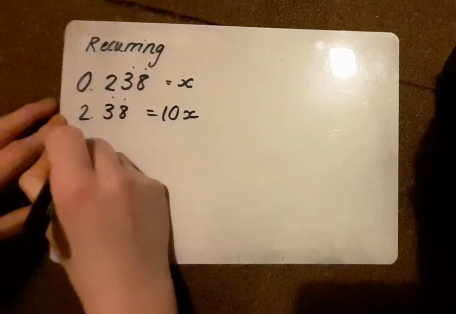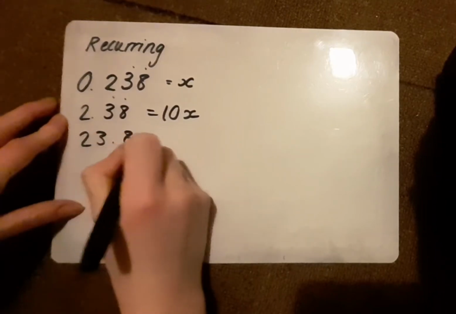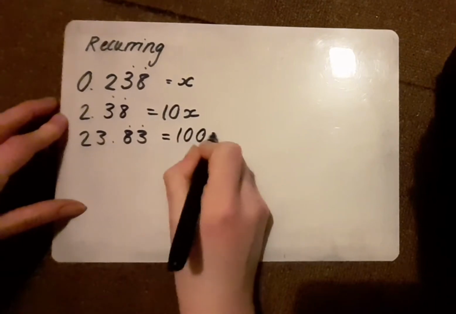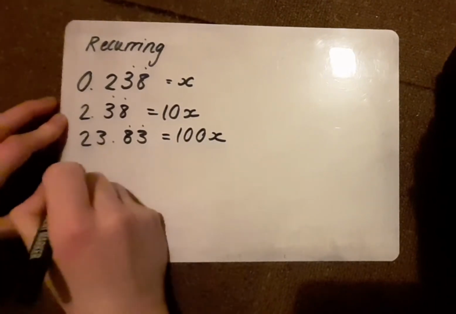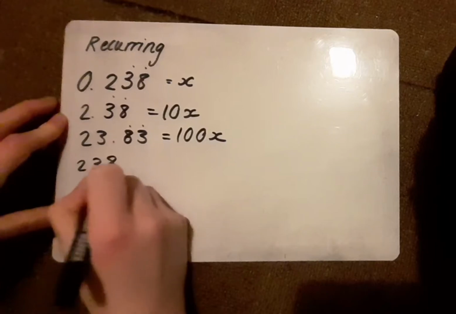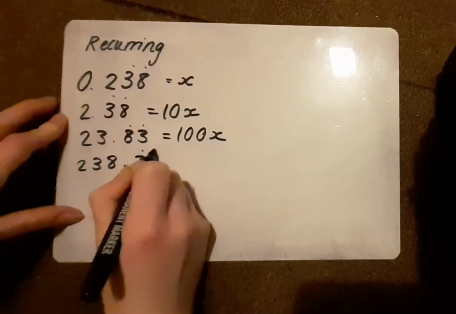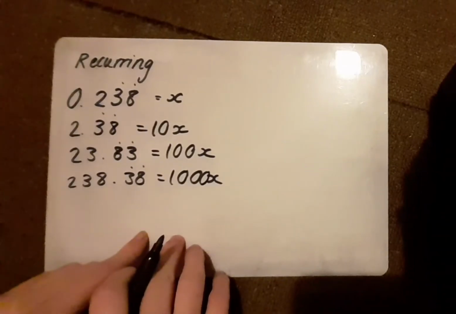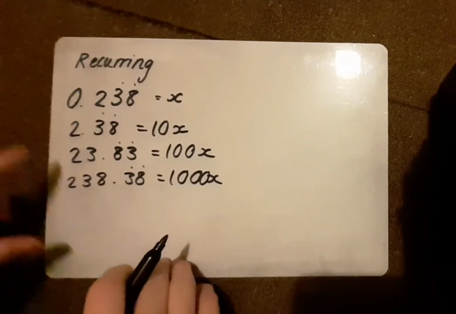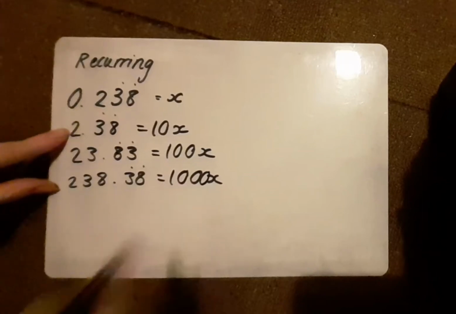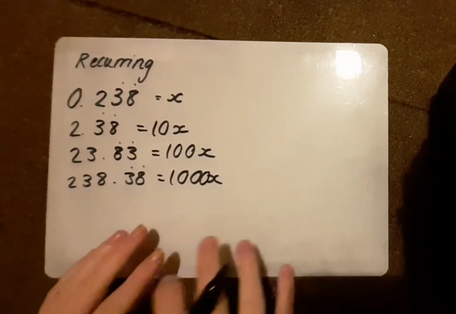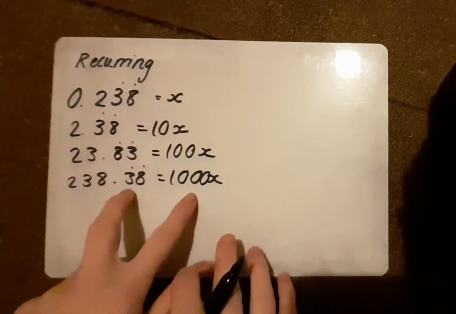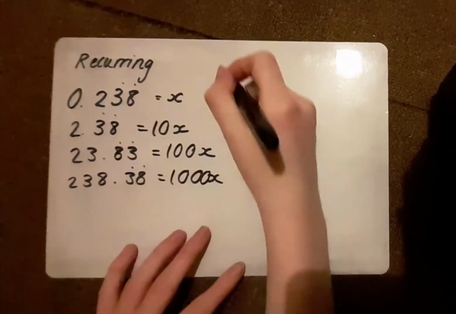We know that 100x would be 23.83 recurring. And we know that 1000x would be 238.38 recurring. Now I'm going to look for the two with the same numbers after the decimal point, so I can use 10x and 1000x. Now what I'm going to do next is to take 10x, or in other words 2.38 recurring, away from this here.